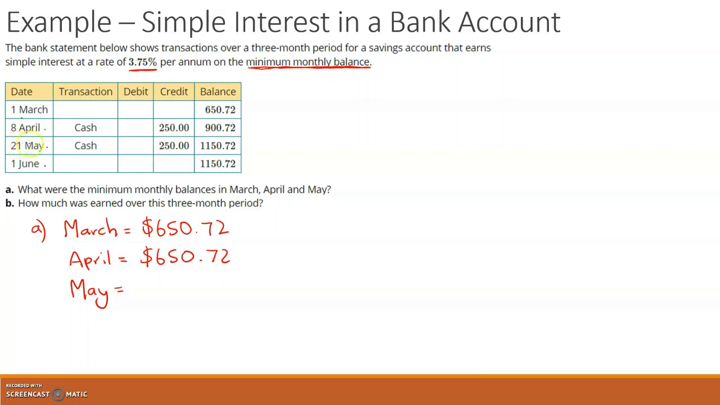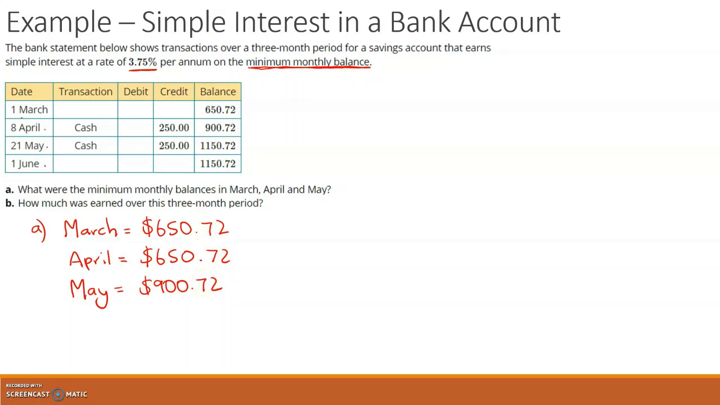Finally, we're taking a look at May, and a similar thing happens. We look at the date of May that we have in our table, and it looks like the balance is 1150.72. And we'd be tempted to write that there straight away. But we need to remember that only happened on the 21st of May. So before the 21st of May, the minimum monthly balance was still the $900.72, because in May, this transaction had occurred, but at the start of the month, this transaction had not occurred. So that means the minimum monthly balance in May is $900.72.